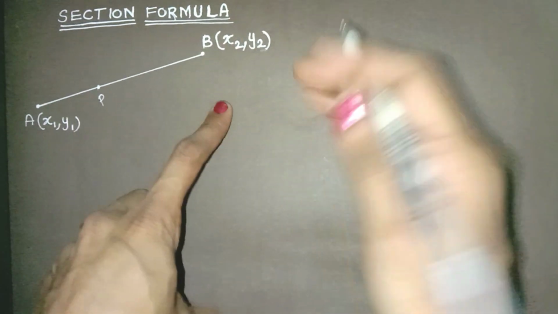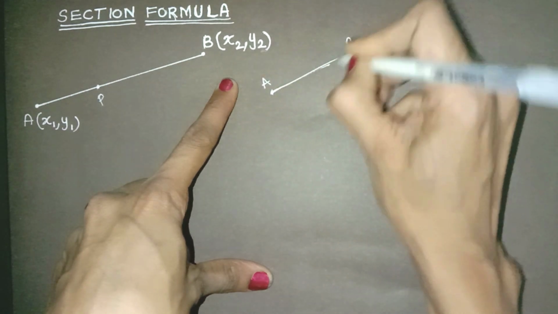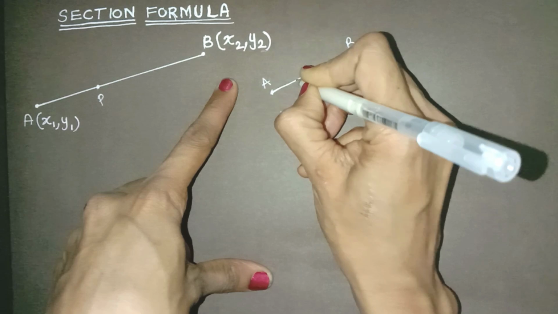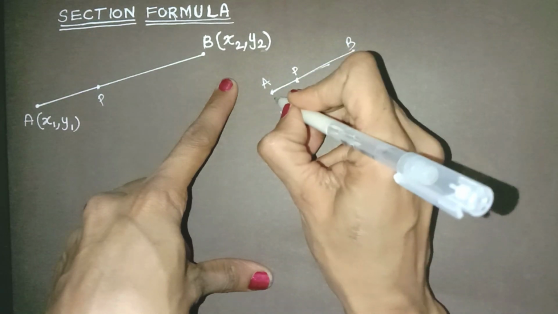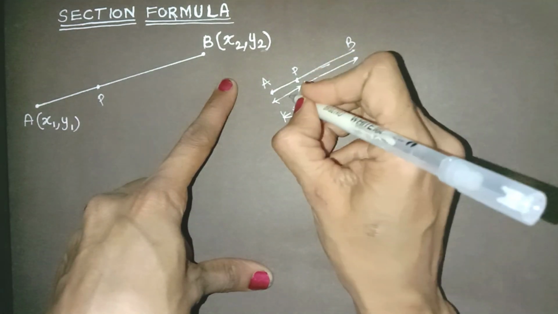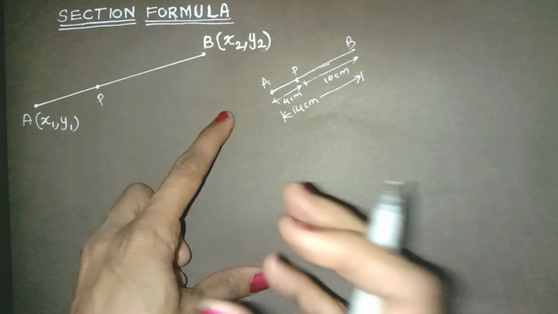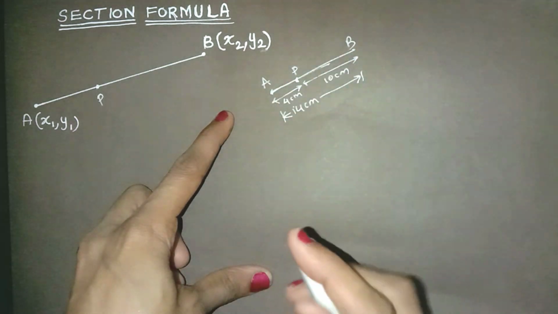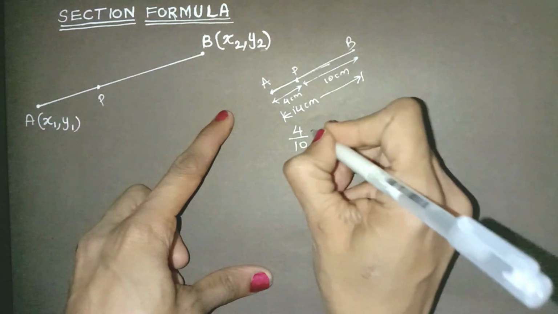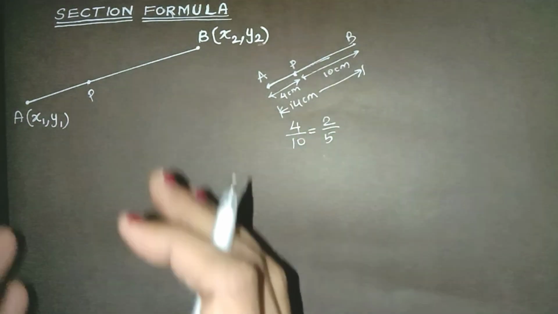Now what do we mean by that? Let's suppose I'm taking the same line segment AB. Say suppose it is 14 centimeters. Okay, friends. Now I'm taking a point P over here such that it is dividing this line into 2 parts. See, maybe this is say 4 centimeters and this is 10 centimeters. Then how is it dividing this line segment? I can say it's dividing it in the ratio 4:10. I can further simplify it. I'll get it as 2:5. That's what they mean, friends.